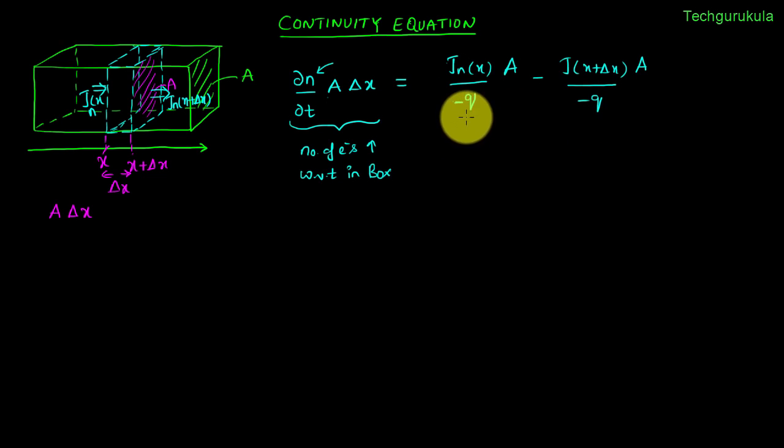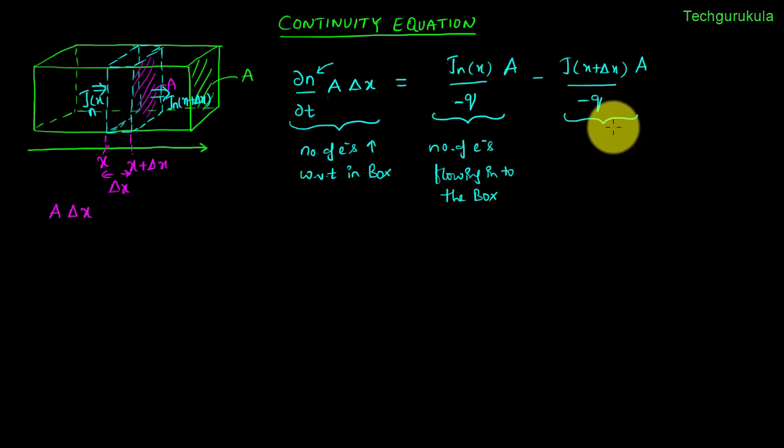Now this term tells us the number of electrons flowing into the box, and this term tells us the number of electrons flowing out of the box. If the number of electrons flowing into the box is greater than the number flowing out, we can say the number of electrons in this box would increase. That's what it says. Now, is there any other reason why the electrons in this box would increase?